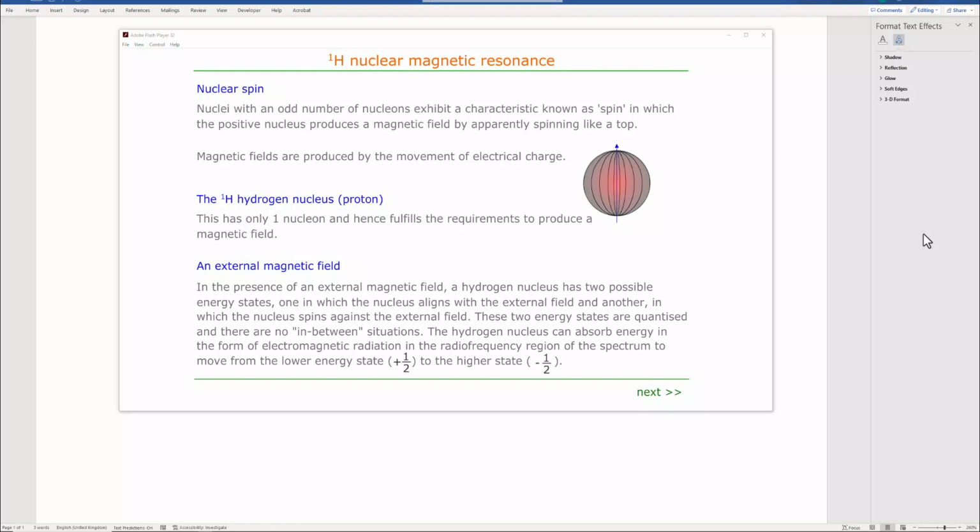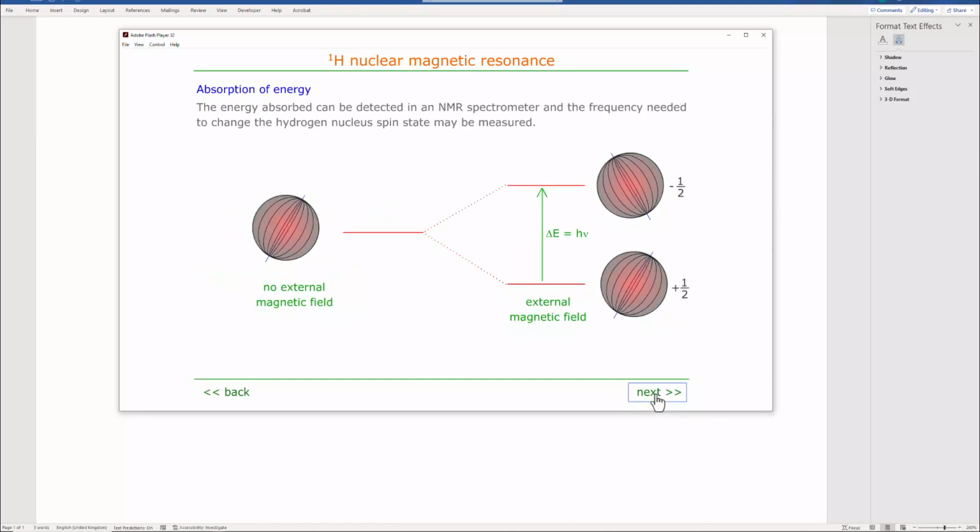Okay, nuclear magnetic resonance. Hydrogen nuclei exhibit a characteristic known as nuclear spin. We don't actually mean that they're spinning, but it means that the hydrogen nucleus, as it has an odd number of nucleons, produces a magnetic field. Normally this doesn't have any effect on anything whatsoever, but when we put the hydrogen nucleus into an external magnetic field, it can adopt one of two states.